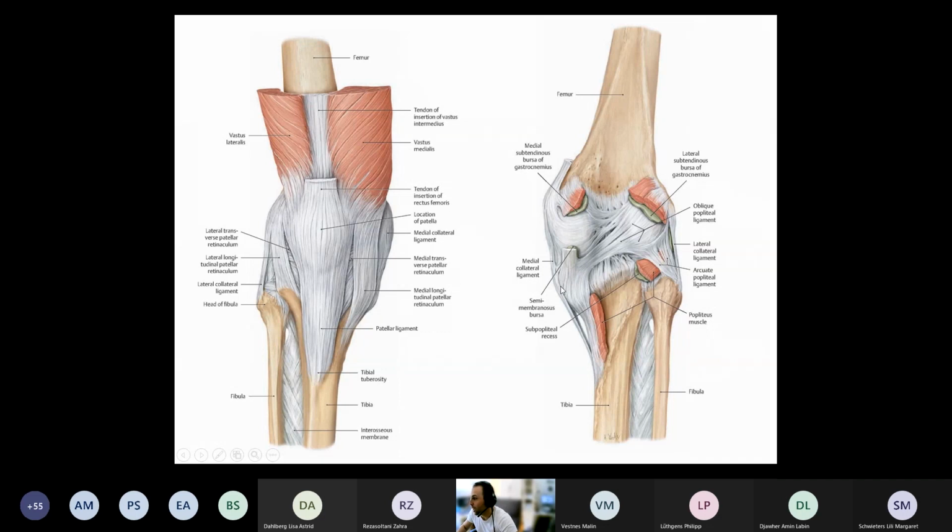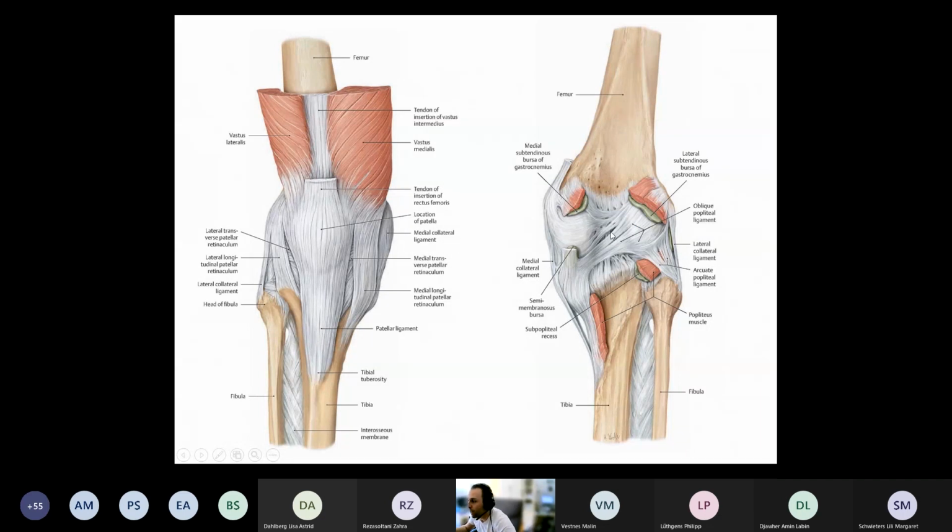One more thing. Here you have the tendon of one of the hamstring muscles, so flexors of the knee, which you call the semimembranosus muscle. The semimembranosus tendon is inserting to this area, and then there is an oblique popliteal ligament going this way, which then supports the posterior part of the capsule.